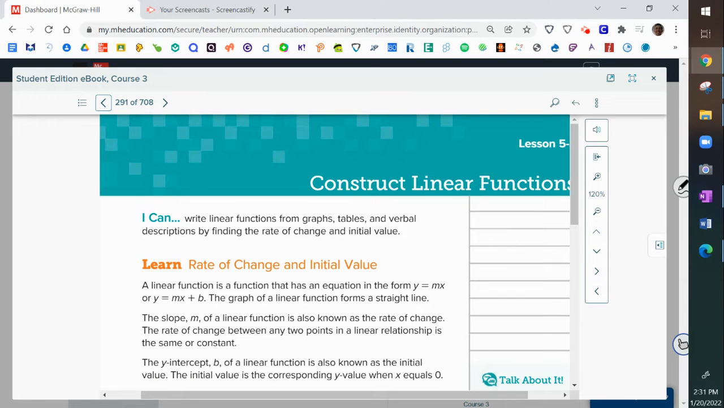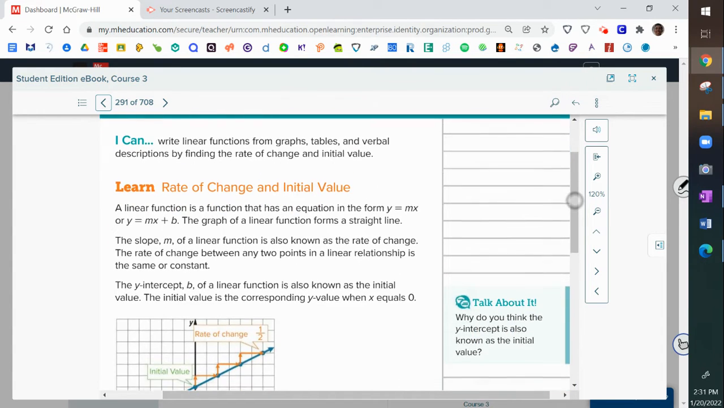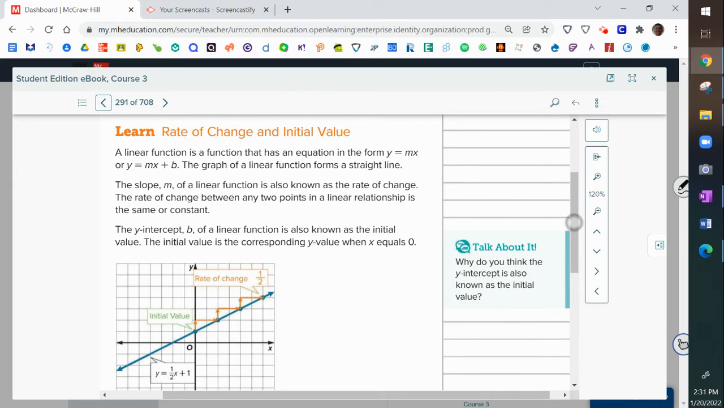Woohoo! We get to construct linear functions today. We're going to focus on just right here, writing from graphs today. And then we'll move on to tables and verbal descriptions later. But we're going to do graphs to start. And we already have a little experience with this, so it hopefully won't take too long.